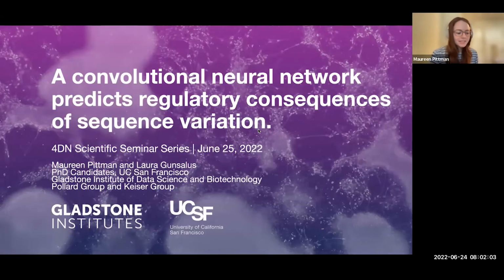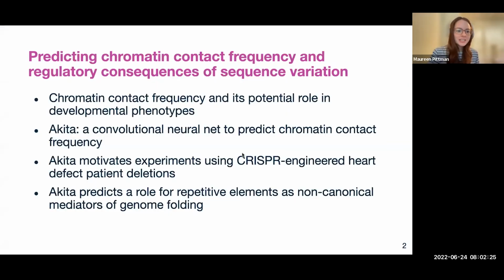Great. Everybody, let me know if there's issues hearing me. And we'll also be doing a little switch midway through the talk. So Laura Gunzelis, also in the Pollard lab, and additionally in the Kaiser lab at UCSF, has some interesting results to share as well. So with that, I'll get started.